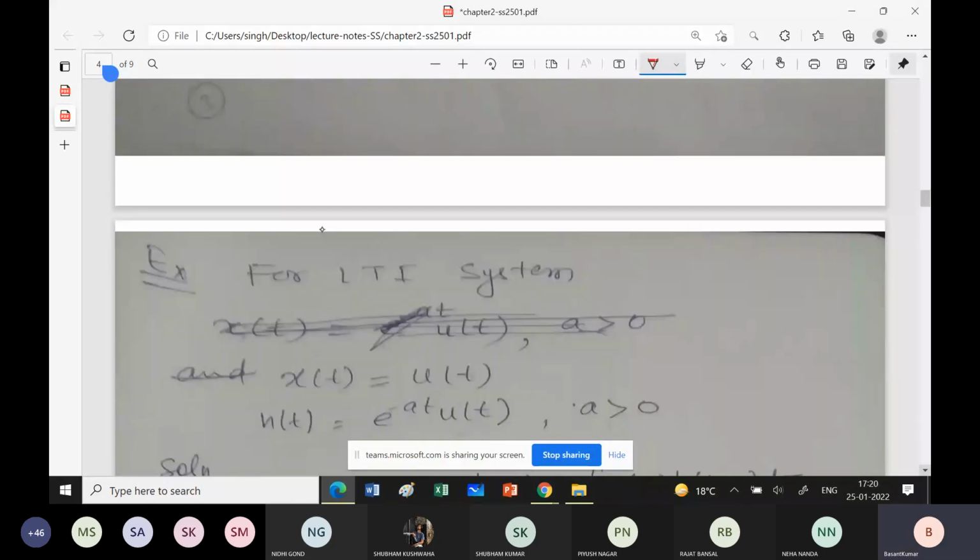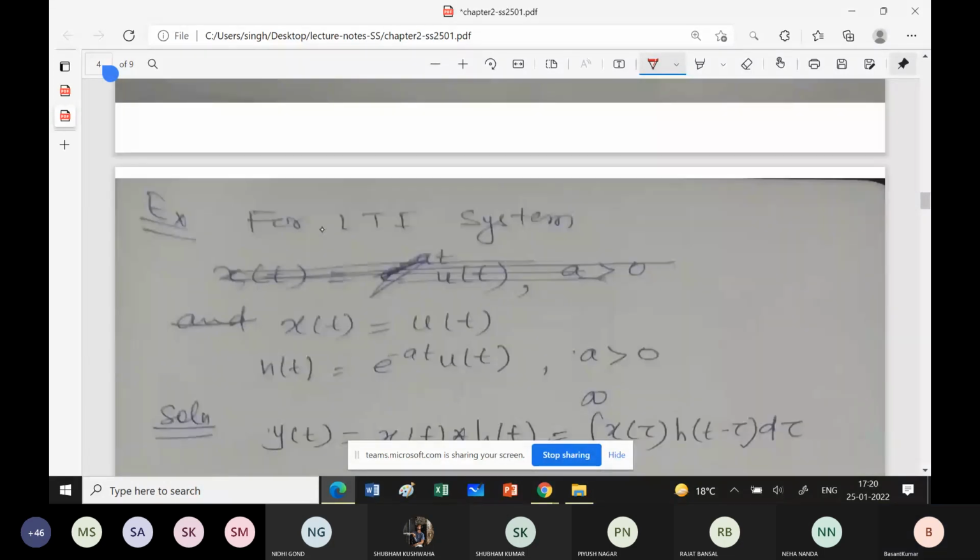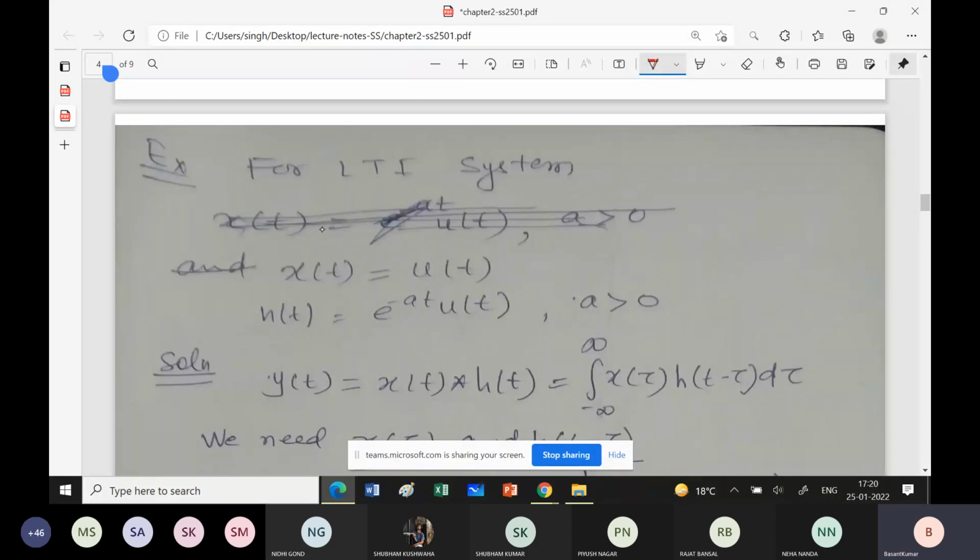Okay, so now take one example. For some LTI system, suppose x(t) I have taken as a unit step function u(t), and the response is e raised to the power minus a t u(t), where a is greater than 0. Now we want to find the response. What do we have to do here?